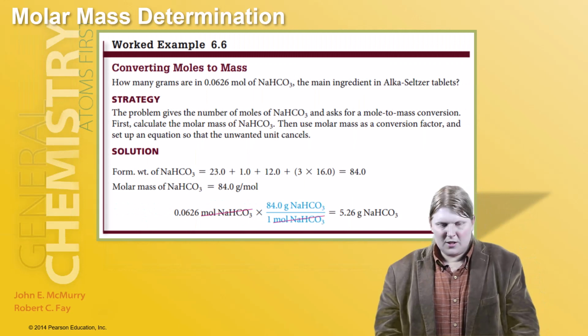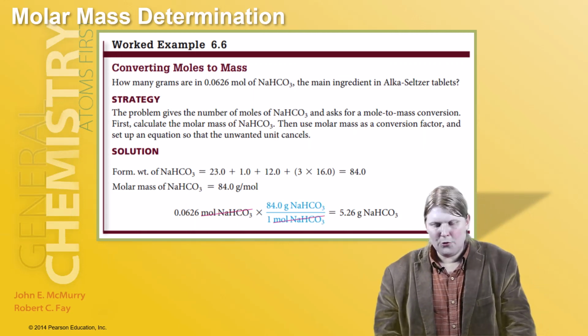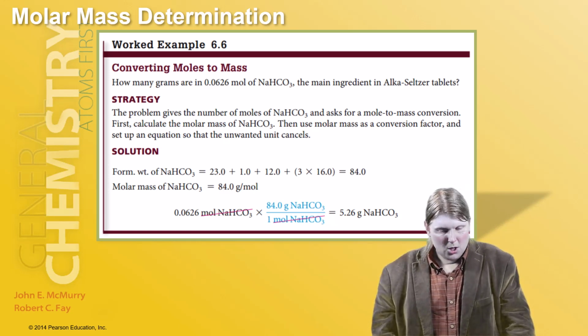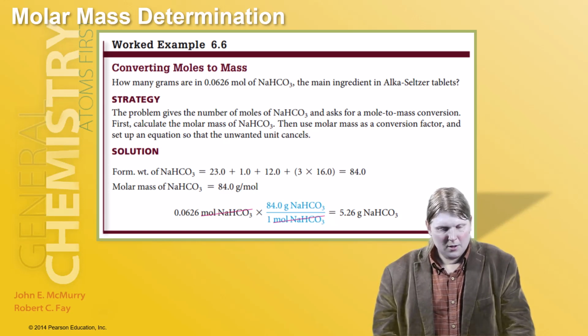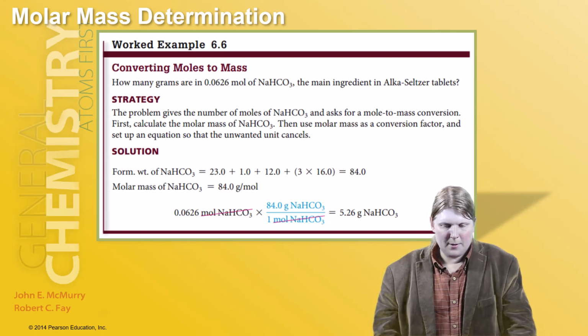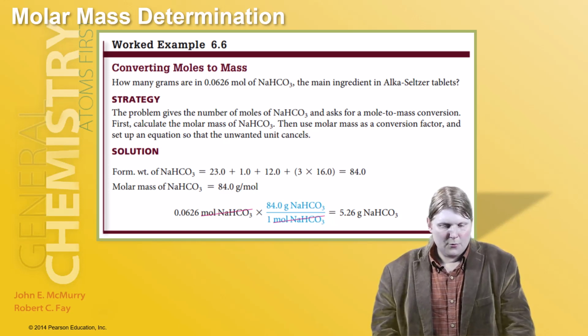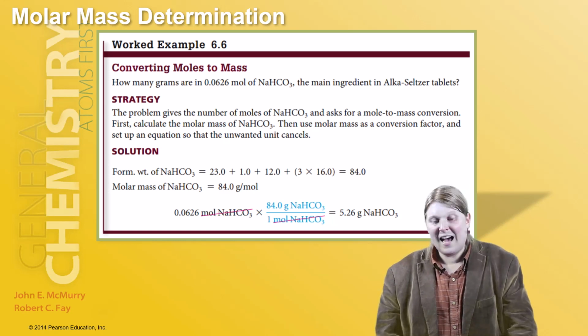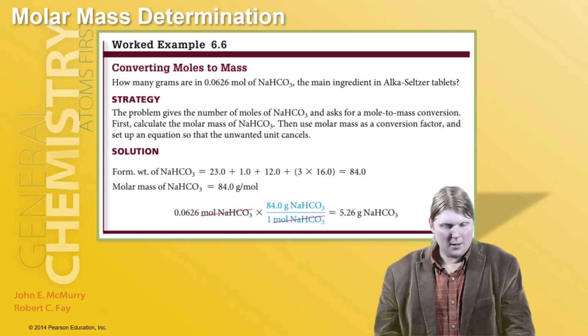And then 6.6, converting moles to mass. Again, moles are multiplied by the molar mass. So we get the molar mass, formula weight, molar masses in grams per mole. These are the same number. We just add up the masses from the table. 23 for the sodium, 1 for the hydrogen, 12 for the carbon, and 3 times 16 for the oxygens. If you have an algebraic calculator, you may be able to just type that in exactly. That's the kind of calculator I would recommend for this class.